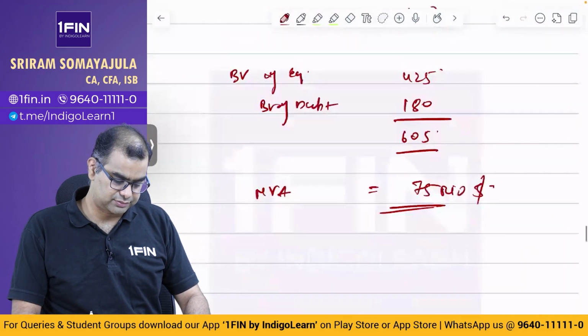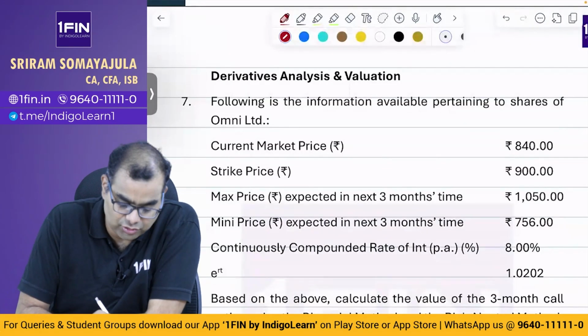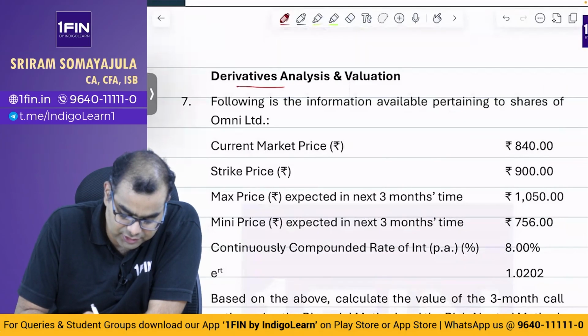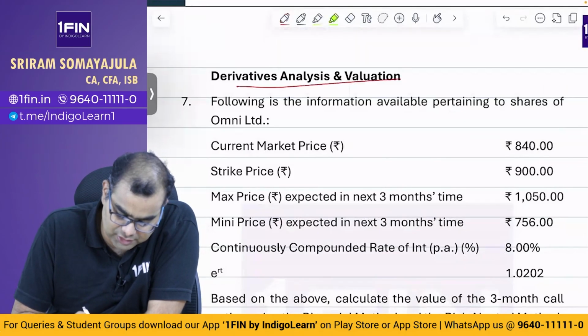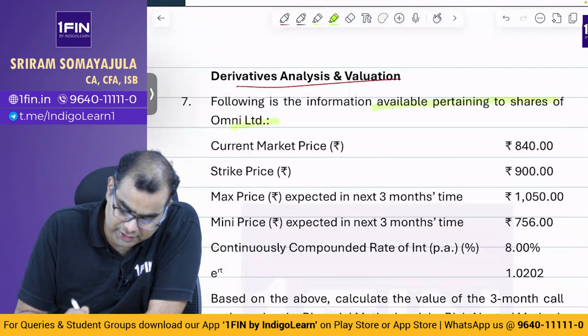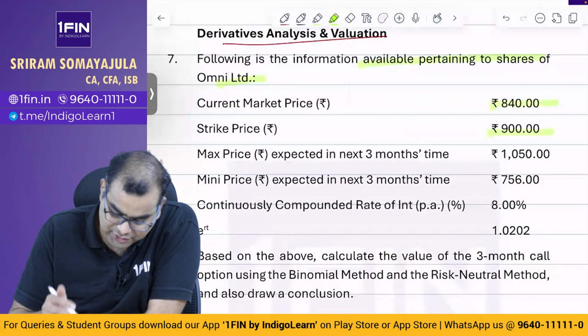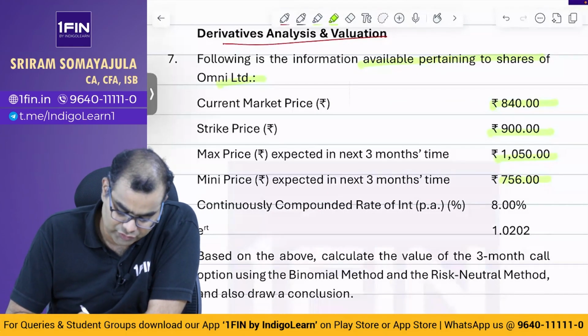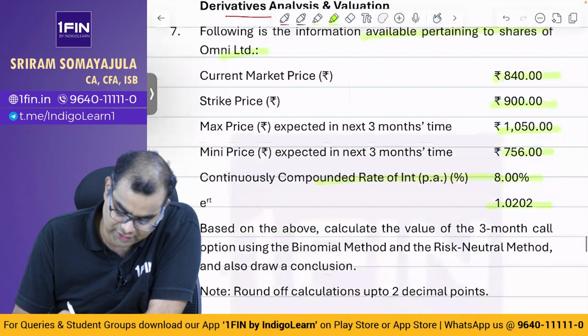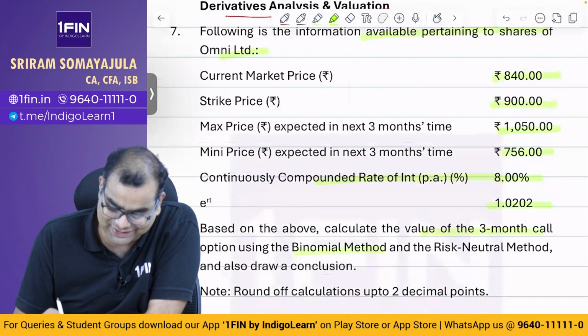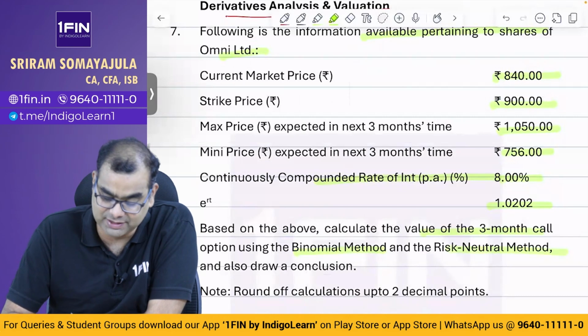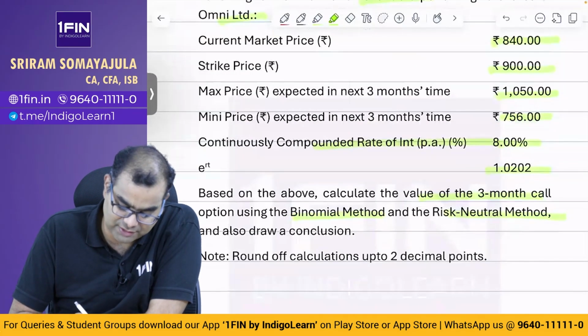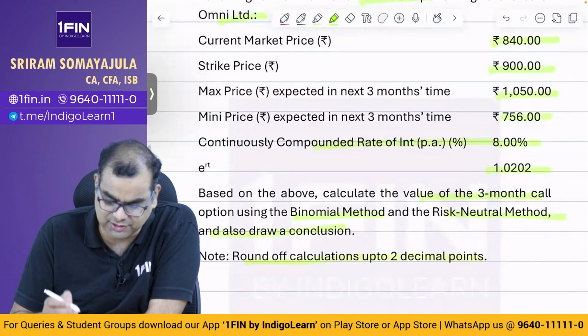Okay, next question. So friends, now let us go to the next question. This is from the derivatives chapter. Following is information available pertaining to shares of Omni. Current market price 840, strike price 900, maximum price 1050, minimum price in the next 3 months 756. So basically this is the binomial model question, or risk neutral. Continuously compounded rate of interest is 8%, e power RT is 1.02. Based on the above, calculate the value of a 3-month call option using binomial and risk neutral. So both are different. Please remember, we have done some problems in the class where we said both are different, and also draw a conclusion. Round off calculations up to 2 decimals.